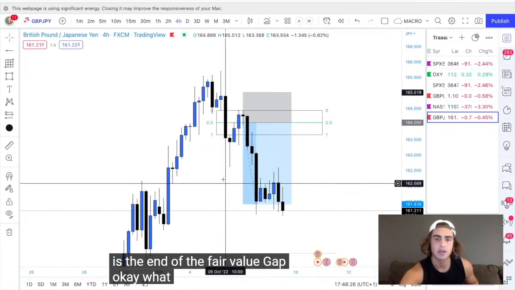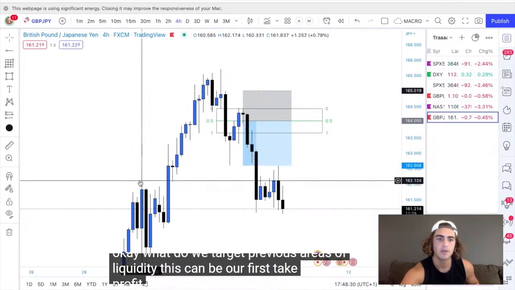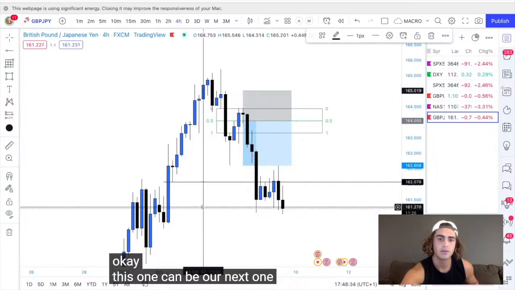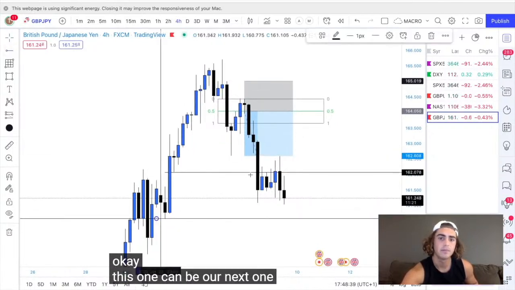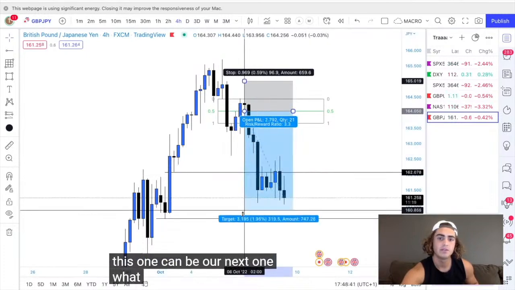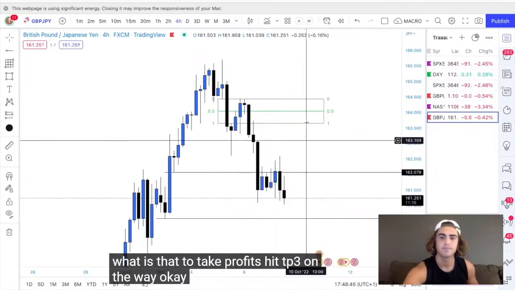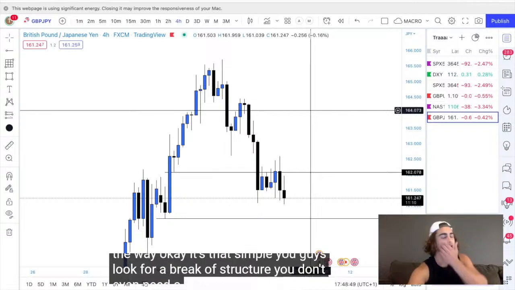Okay, what do we target? Previous areas of liquidity. This can be our first take profit. Okay, this one can be our next one. Okay, this one can be our next one. What is that? 2 take profits hit, TP3 on the way. Okay, it's that simple, you guys. Look for a break of structure. You don't even need a liquidity sweep, bro.